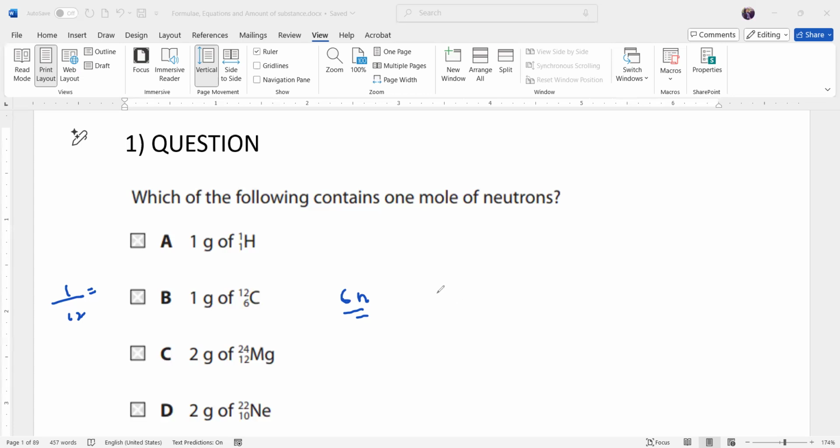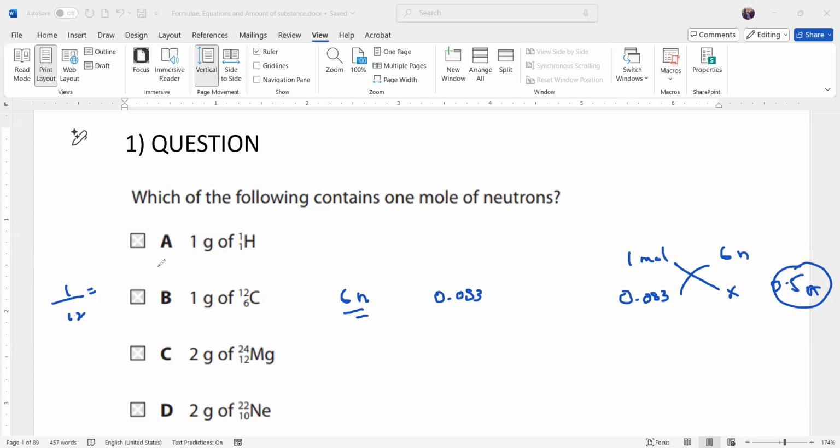So how many moles are there? 0.083. According to this, if we have 1 mole of carbon atoms, how many neutrons should be there? It should have 6 neutrons. So if we have 0.0833 moles, how many neutrons will there be? Cross multiply, so this is multiplied by 6. So we got 0.5 moles of neutron, which is not correct. So B is also not the right answer.